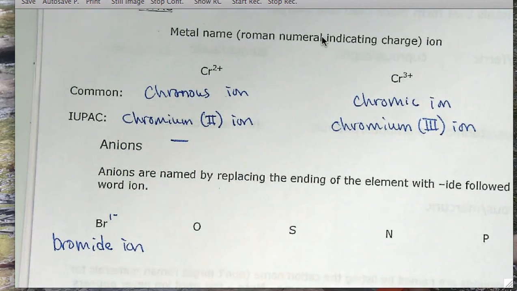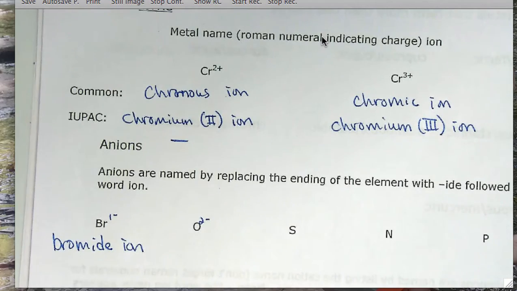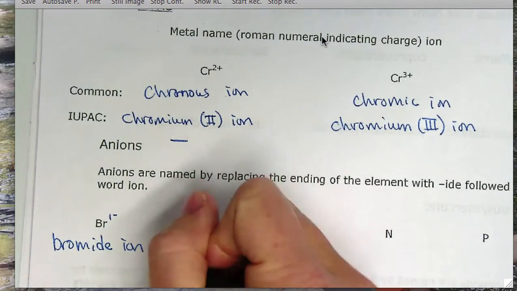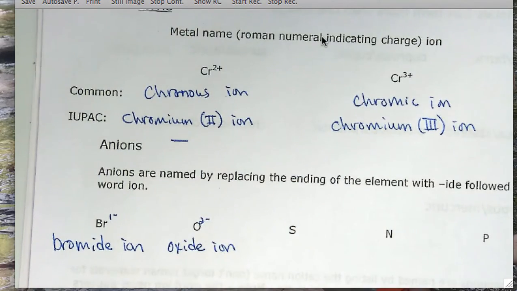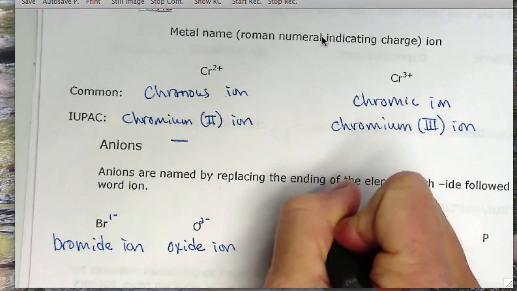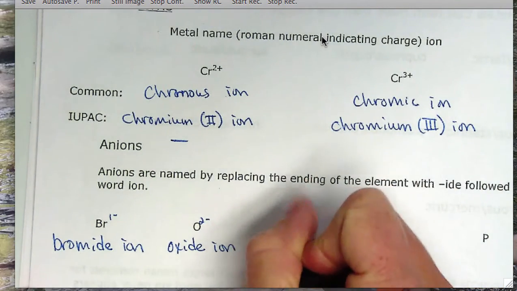All right, what about O? What's the charge? And how would you name it? Oxide. Good. Oxide ion. Oh wow, okay, it's all clicking. I love it when it clicks. Okay, S2 minus. So this would be sulfide.